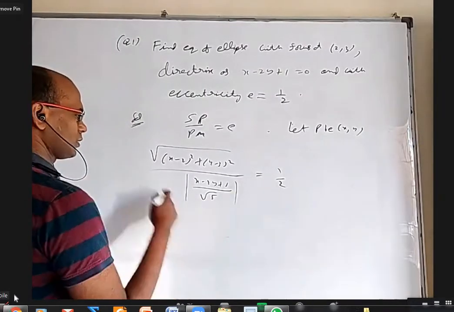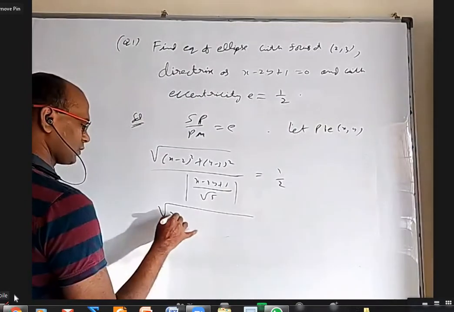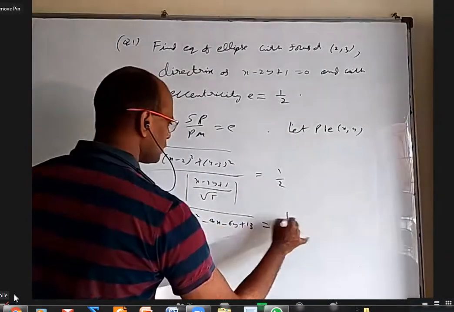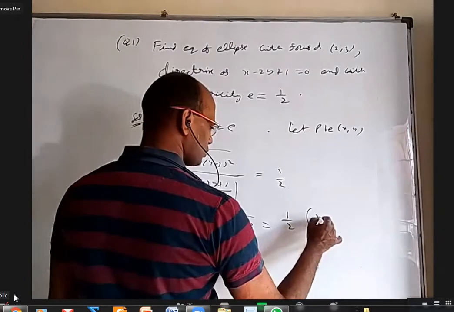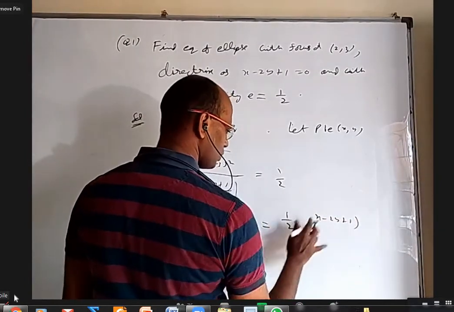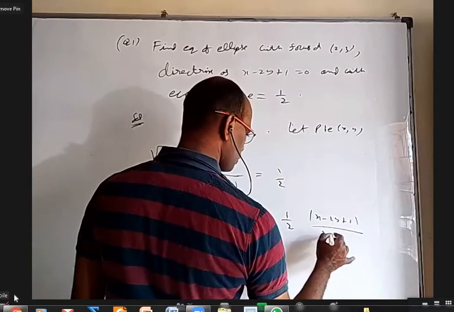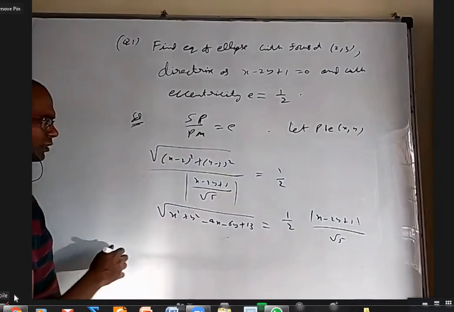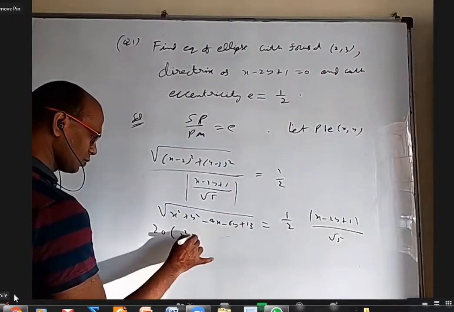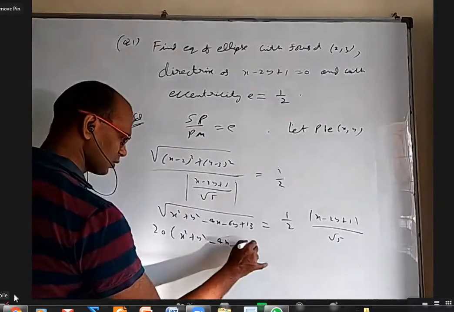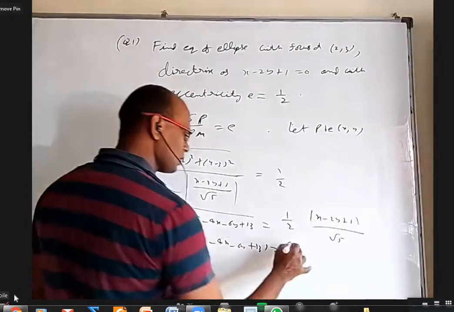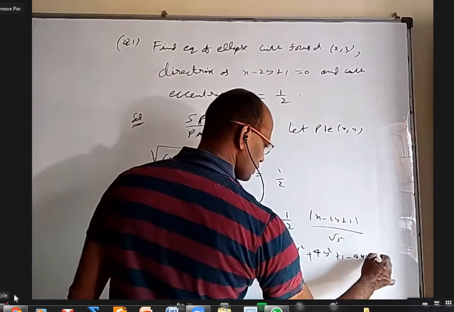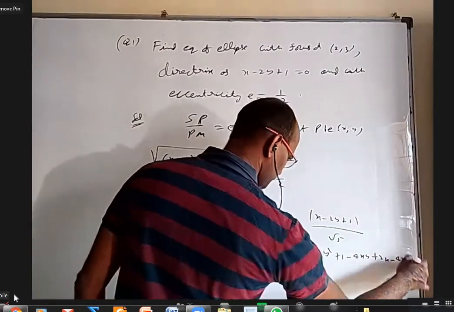I can send this one here now. Square root of x square plus y square minus 4x minus 6y plus 13 is equal to 1 by 2 into x minus 2y plus 1 with a mod by root 5. Bring this denominator here and square it. 4 fives are 20. So 20 times x square plus y square minus 4x minus 6y plus 13. Squaring this, you will get x square plus 4y square plus 1 minus 4xy plus 2x minus 4y.